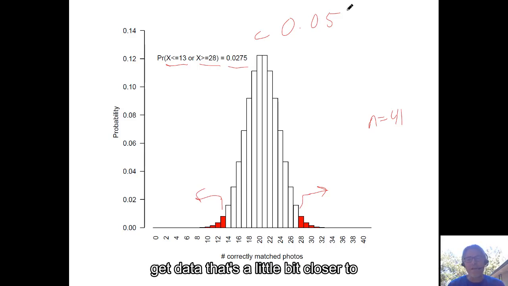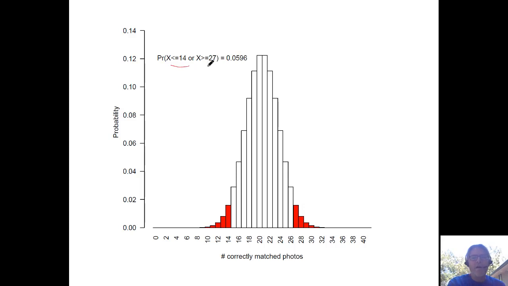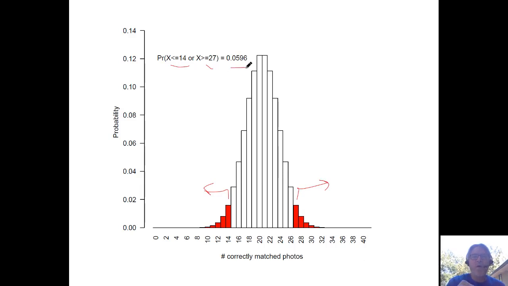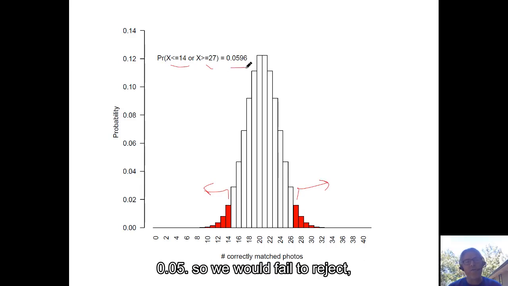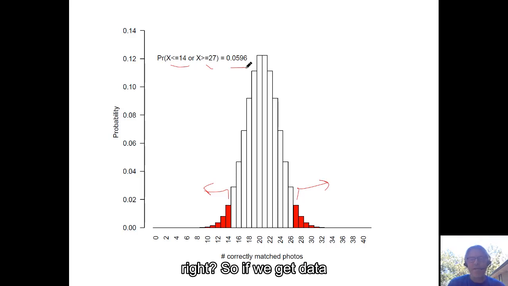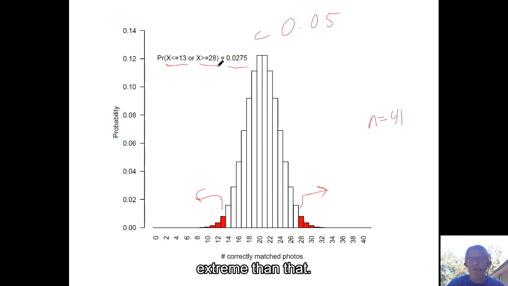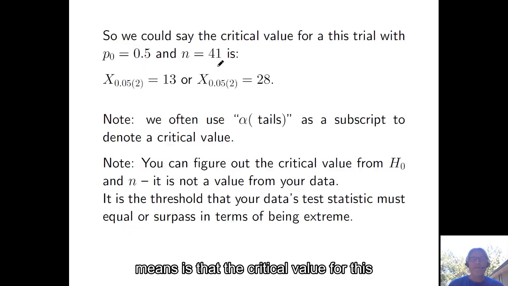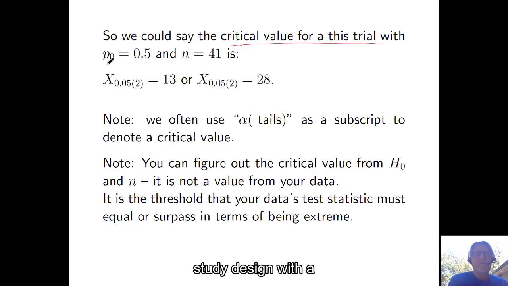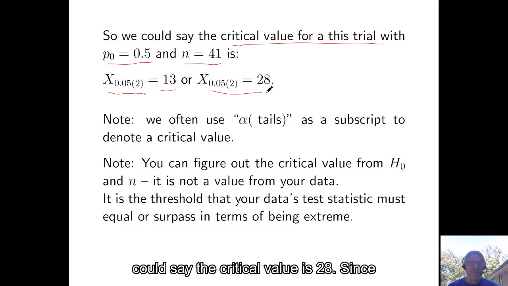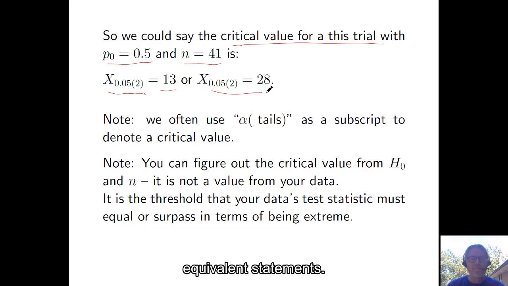But if we get data that's a little bit closer to even, 14 or 27, now the tails have gotten a little bigger, and we can see that the p-value would be 0.0596. So that's greater than 0.05, so we would fail to reject, right? So if we get data like this, we would not reject. If we get data like 13 or 28 or something more extreme than that, we would reject. So what that means is that the critical value for this study design with a null hypothesized value of 0.5 on each trial and 41 samples, then the critical value is either 13, or you could say the critical value is 28. Since it's a two-tailed test, those are both equivalent statements.